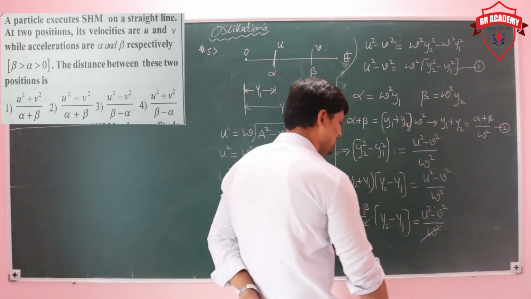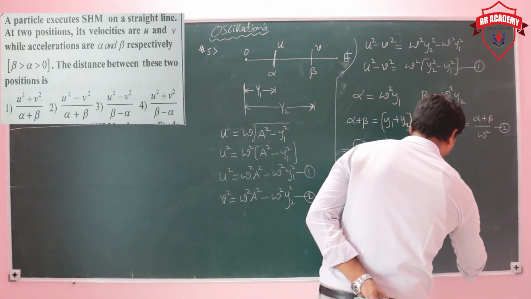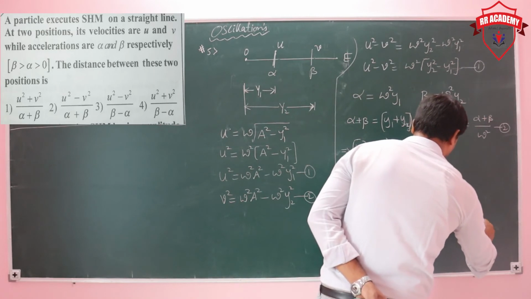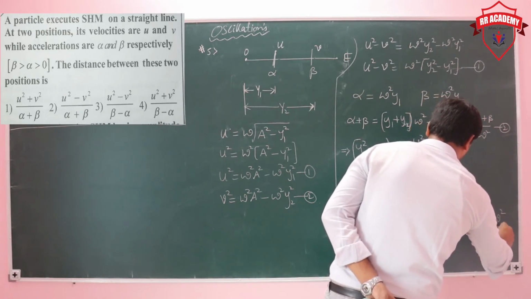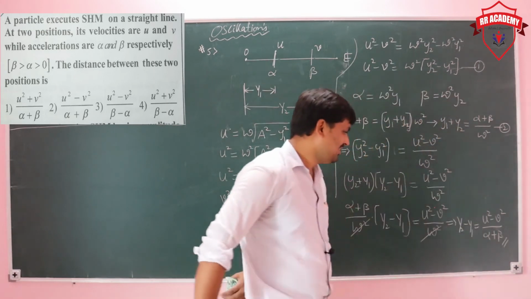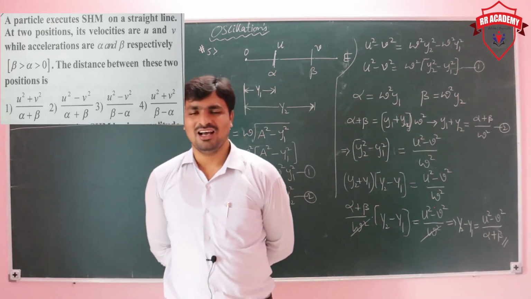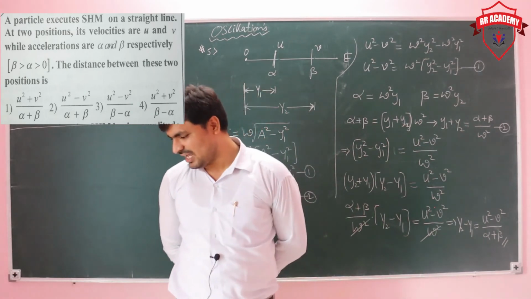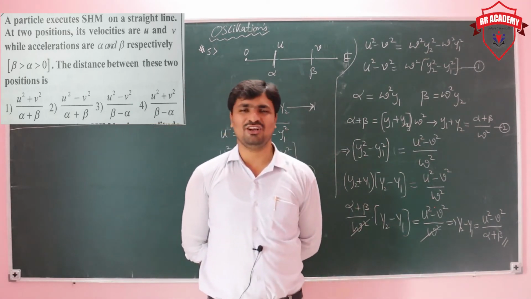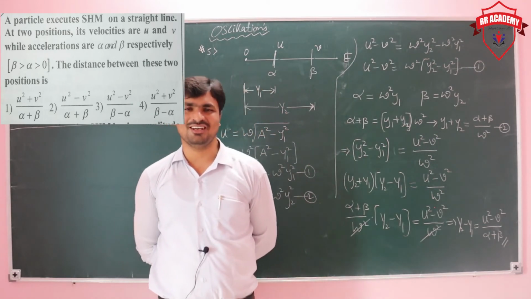Omega square cancels. Then y2 minus y1 is equal to only y2 minus y1. How much can you get? U square minus v square upon alpha plus beta. Very interesting and easy problem, and we got the second option.